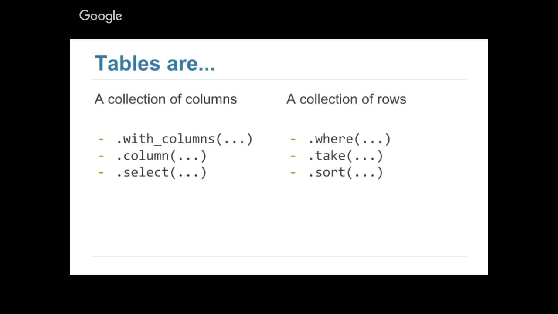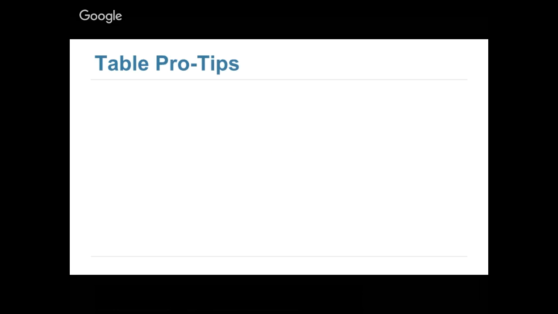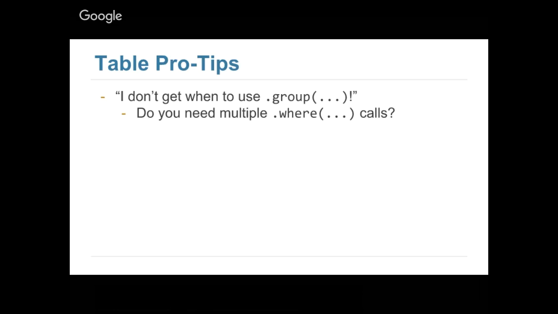Okay. So I have some pro tips because I get these questions a lot. First: I don't get when to use dot group. My hint to you is, if you don't really know whether you need group or not, you're trying it out and you find that you need multiple dot where calls, like dot where and then dot where and then dot where, chances are pretty good you need to use dot group instead. Usually when you're doing multiple dot where calls, you're trying to group together parts of a column. So multiple dot where calls, especially on the same column, are a pretty good indicator that you should use group instead.